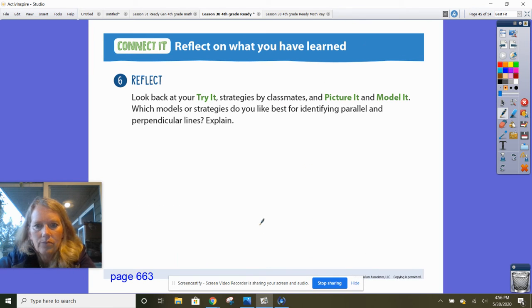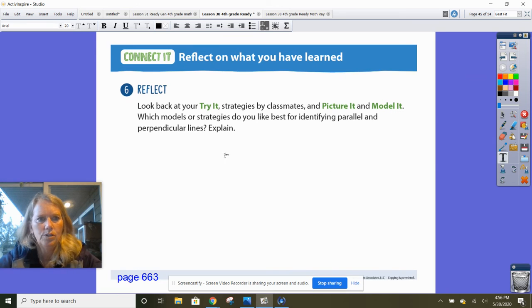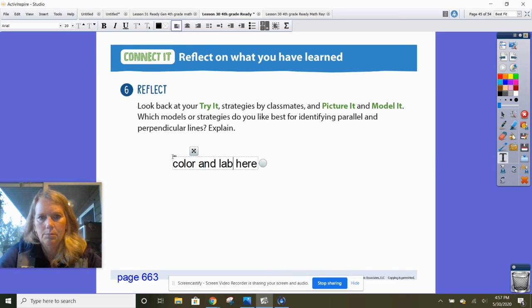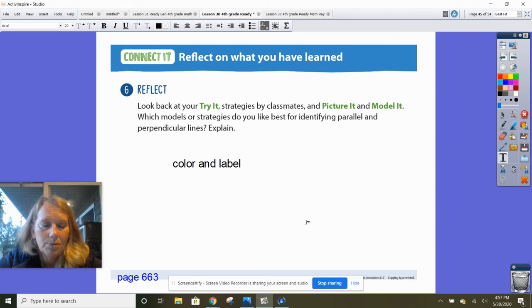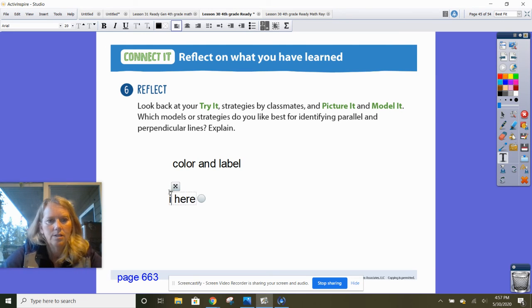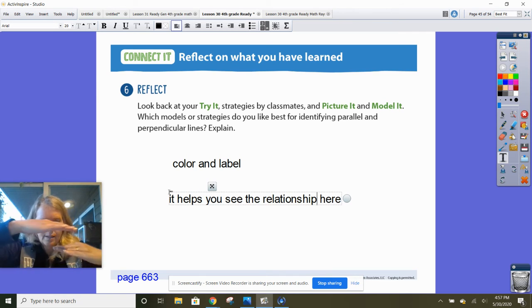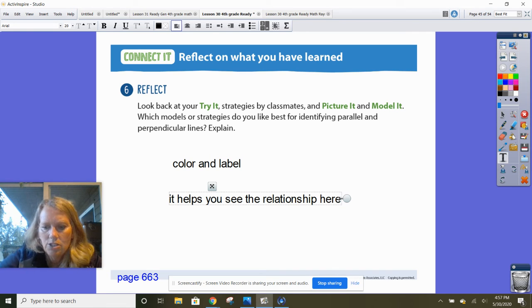Well, I'm going to go with my usual go-to. You decide what works for you. I like color and label. Color just really helps you see it. It helps you see the relationship. If we're looking at two pink lines going across, you can see they're parallel. It just makes it easier to visually see it. Visual mathematics is super helpful.